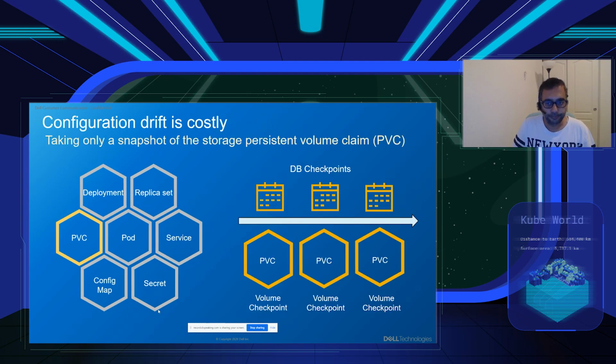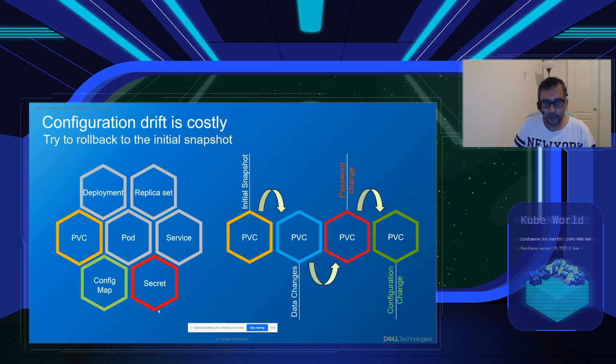Let's assume that you have an application and you are taking periodic database checkpoints, say hourly. So you have 3 volume checkpoints that you have done in 3 hours. And let's say beyond that, there have actually been additional changes to the application. Not only has the data changed, but there has also been a password change in between.